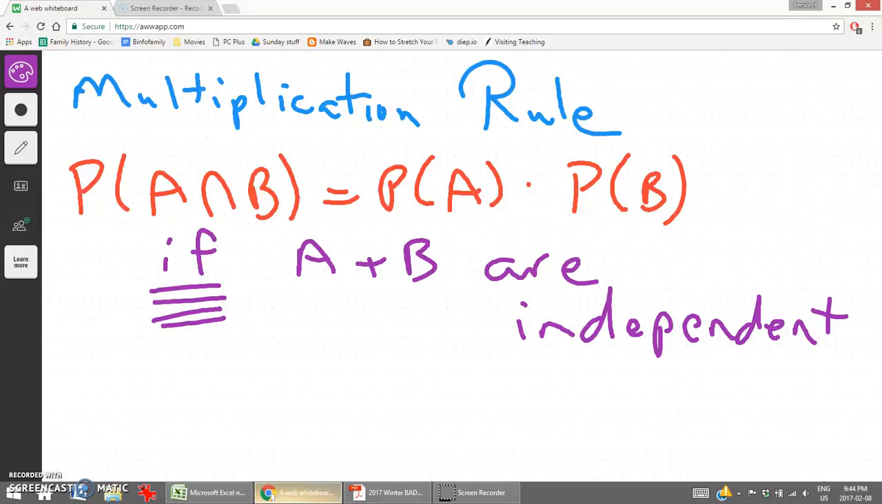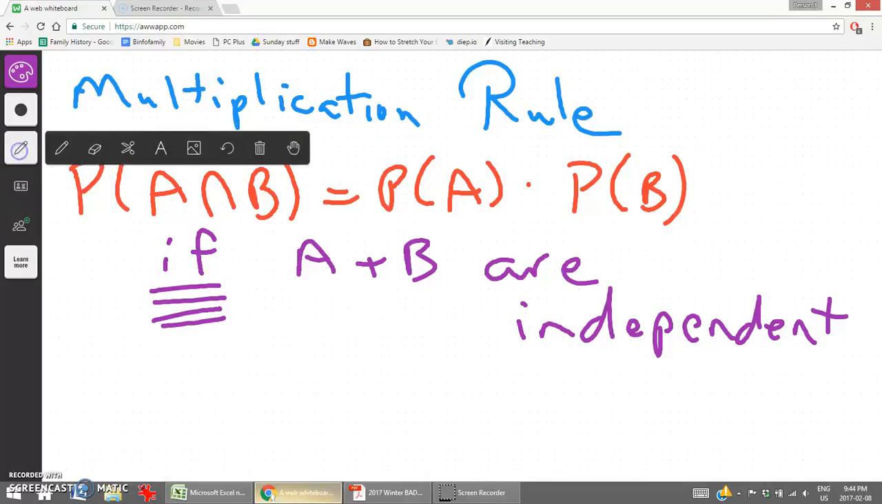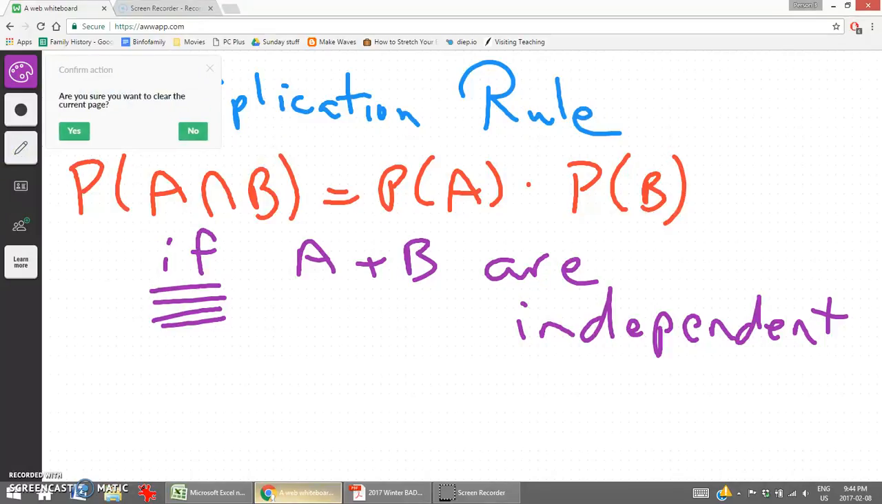So let's look at an example. Now, as I said, the question has to specify if two things are independent, unless we're talking about coins, dice, or cards with replacement, because those things are always independent. But if we're talking about anything else, then something in the question has to indicate that two things are independent. So let's look at a couple examples.